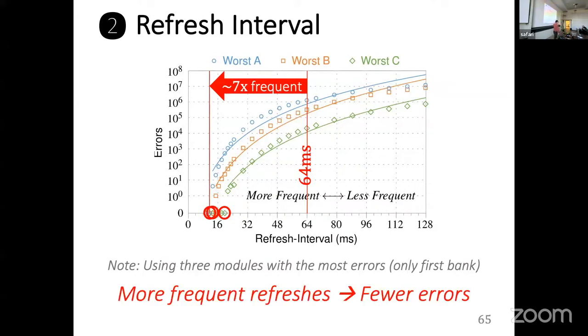And these are not the worst case attacks that you can do. We're doing single-sided tampering. Double-sided will make that 7x worse, basically.